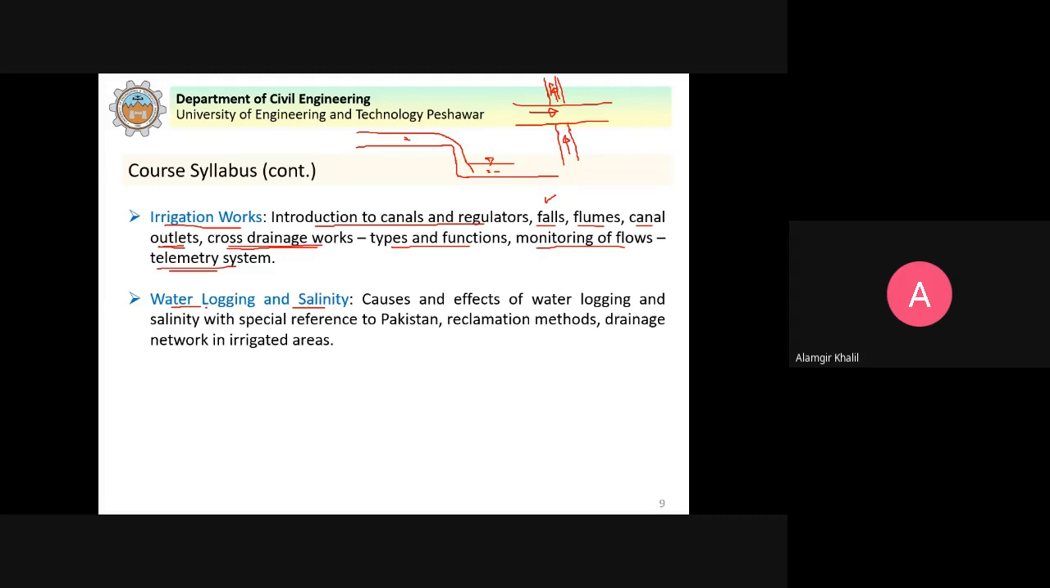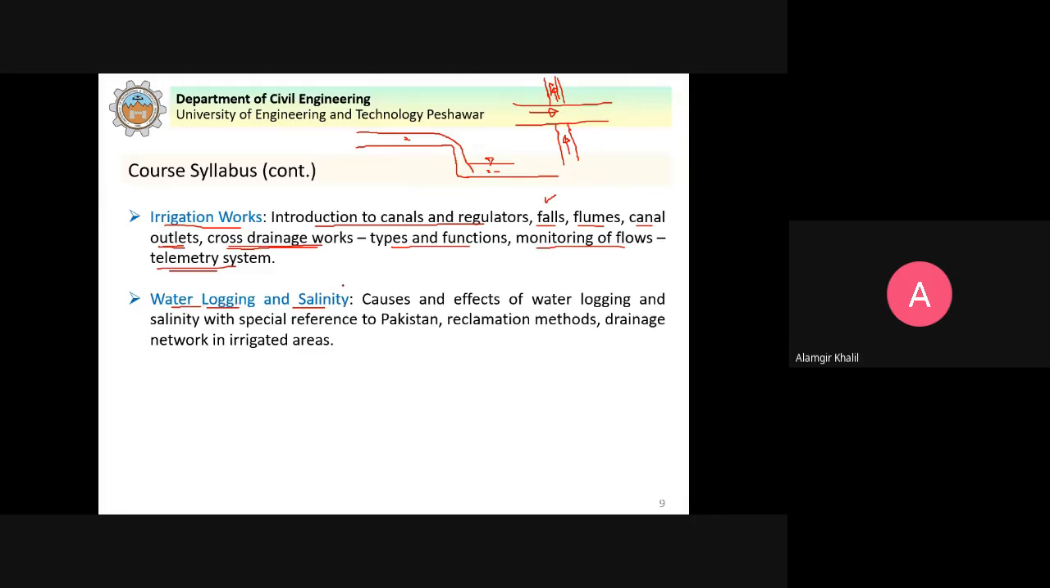Waterlogging is the raising of the water table in an area up to the surface of the ground that will affect the productivity of the land. So that is known as waterlogging.